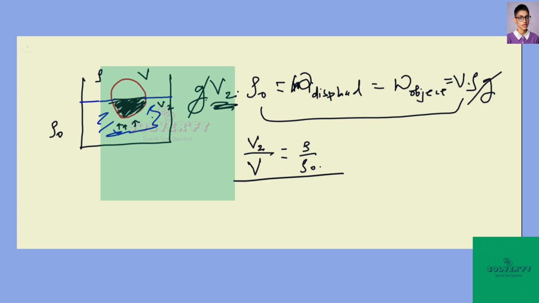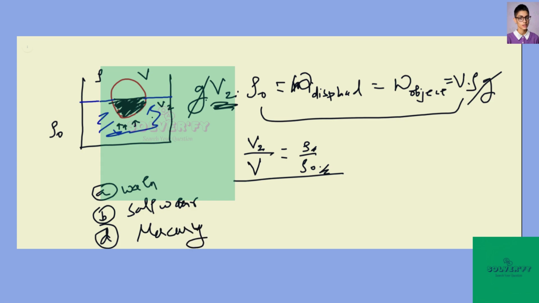That is, the fraction of its volume that is submerged will be equal to the ratio of the density of the object to the density of the fluid. So obviously we have three options: water, salt water, and mercury.